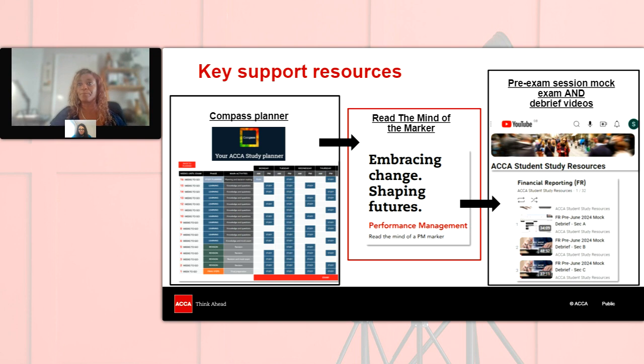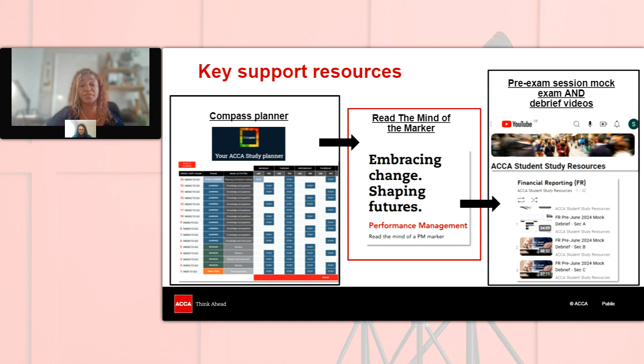The next thing then is Read the Mind of the Marker articles. Afaf has emphasized that the way in which ACCA exams are marked is very different to the way in which your academic studies would have been marked. And so what we have here is a series of articles that provides you with insight from the ACCA markers. So it's going to take you through what they expect to see in exam answers. These Read the Mind of the Marker articles can be found on the ACCA website under the student resources section.